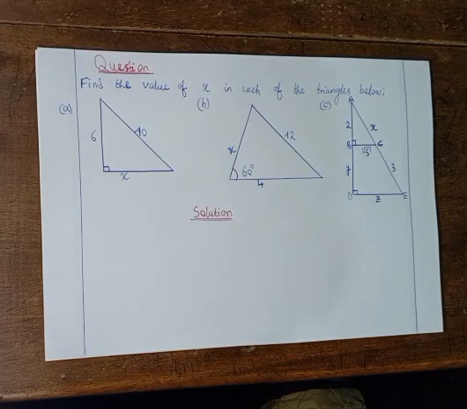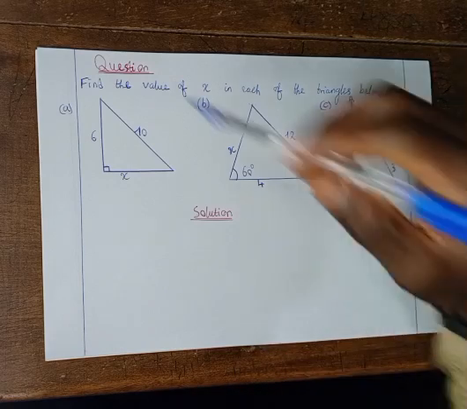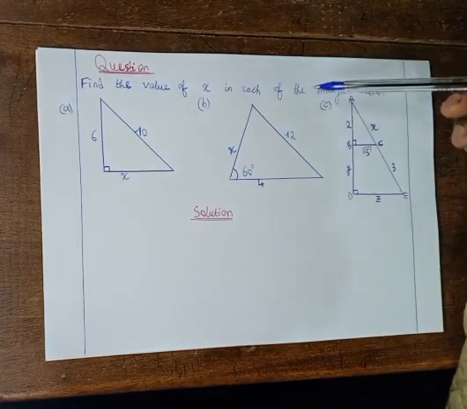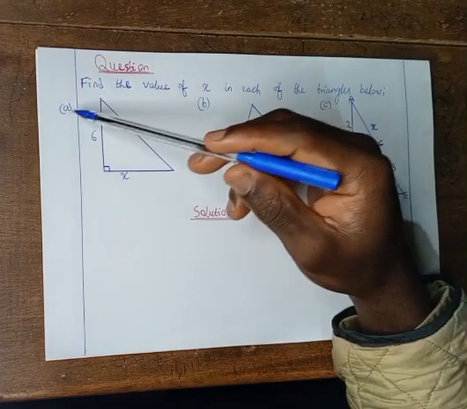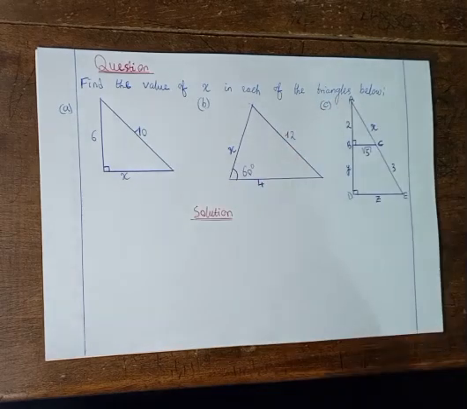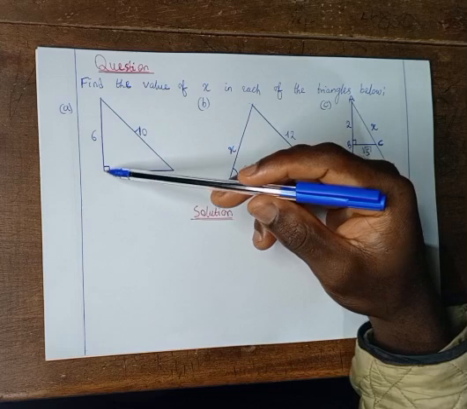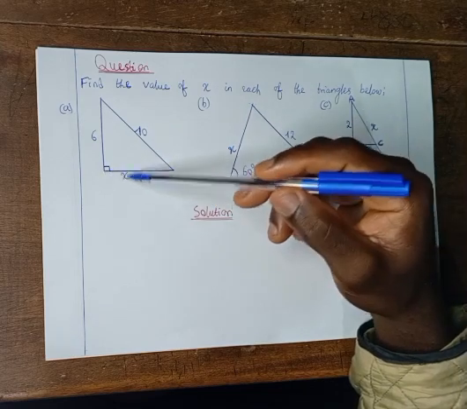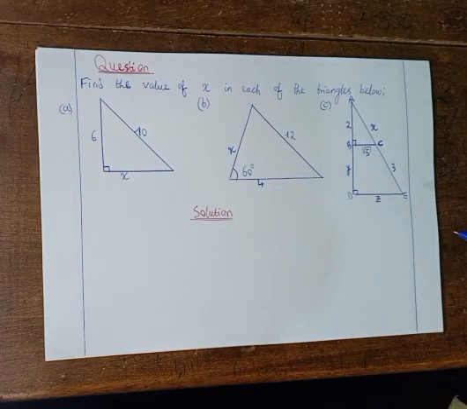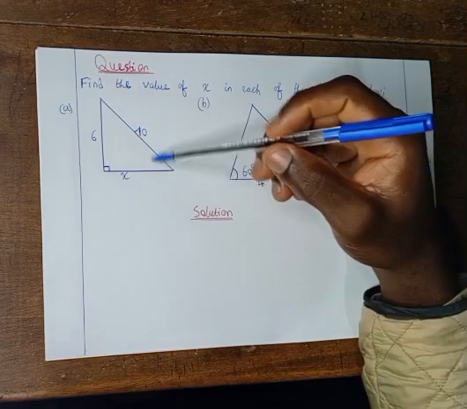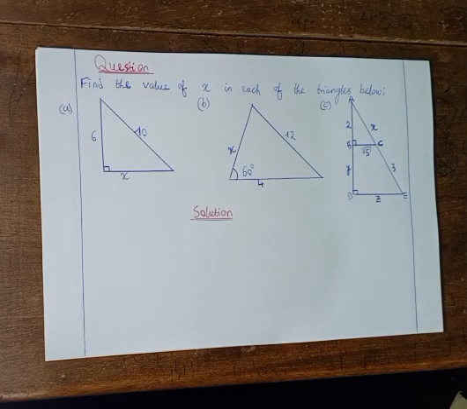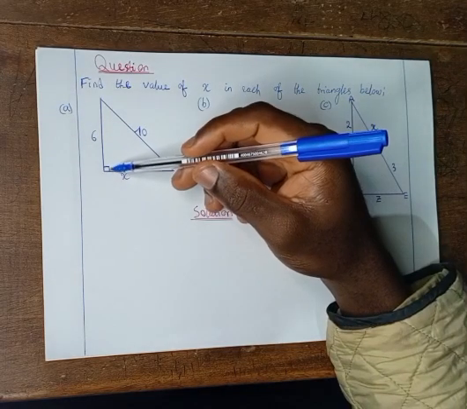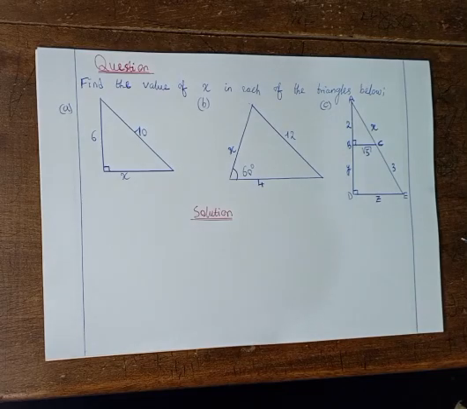We have the following question to answer. The question goes: find the value of x in each of the following triangles below. For A, we have the right angled triangle, of which we are to find the length of the base. This is a right angled triangle because one of its internal angles is 90 degrees. You can see that's the 90 degrees angle.